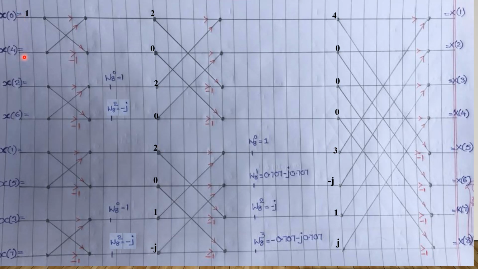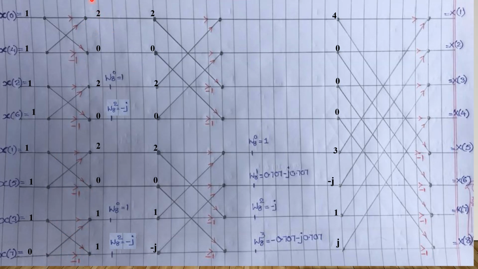So x of 0, 1, x of 4, 1, x of 2, 1, x of 6, 1, x of 1, 1, x of 5, 1, x of 3 also 1, x of 7, the value is 0. Now do the operation. So 2 points meeting together, the value is 2. Here also 2 points meeting together, but here 1 minus 1, the value is 0. This point the value is 1 plus 1, 2. At this point 1 minus 1, the value is 0. And at this point 1 plus 1, the value is 2. Here 1 minus 1, the value is 0. Here 1 plus 0, the value is 1. Again here 1 minus 0, the value is 1. So you got the output for the first stage.